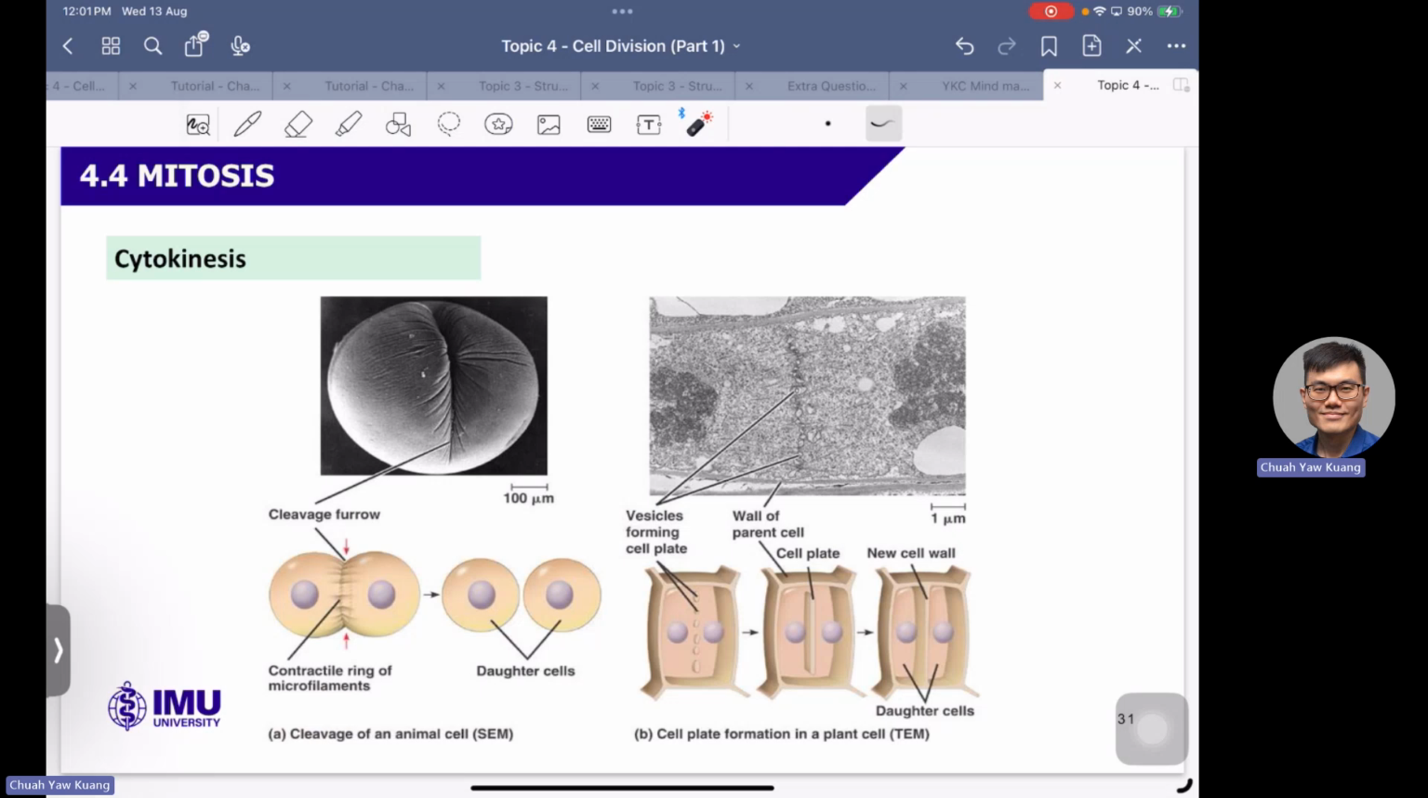Okay, so that is for cleavage furrow, 2 points. Contractile ring, cleavage furrow, pinch in, separate the cell into 2. So how about the cell plate one?